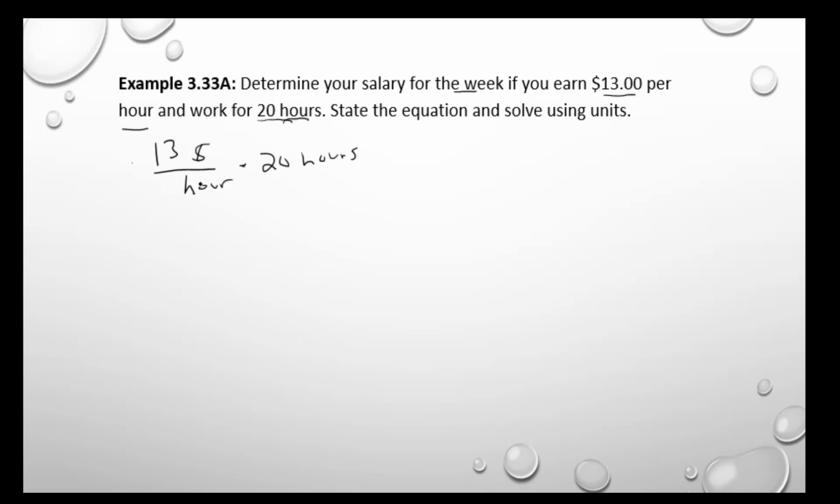Notice you can always put a number over 1. The hours cancel, just like a fraction, and I'm left with dollars. So if I multiply 13 times 20, I get $260, because that's all I have left with the units.